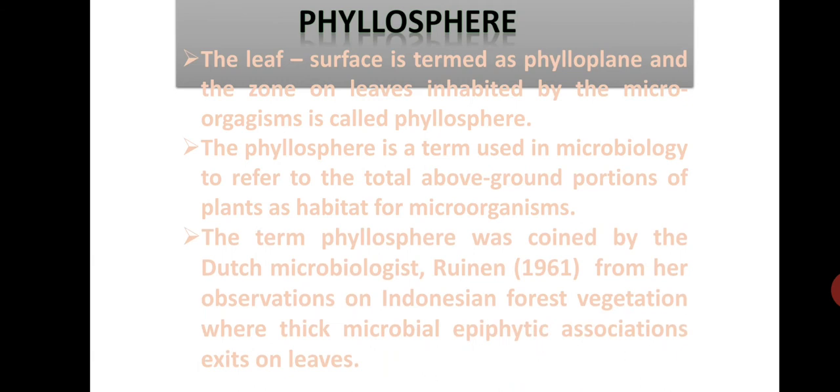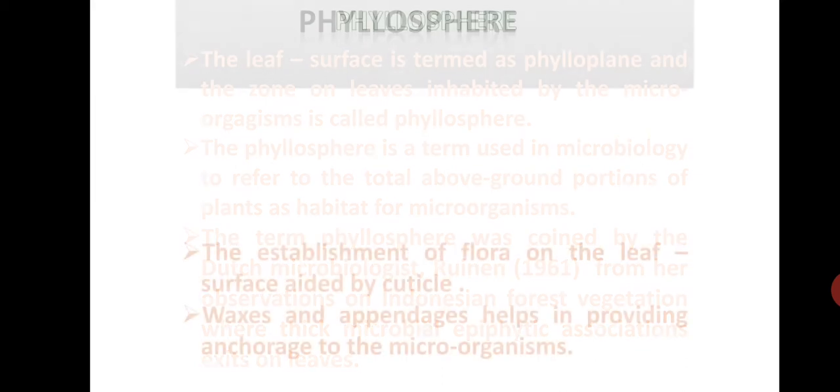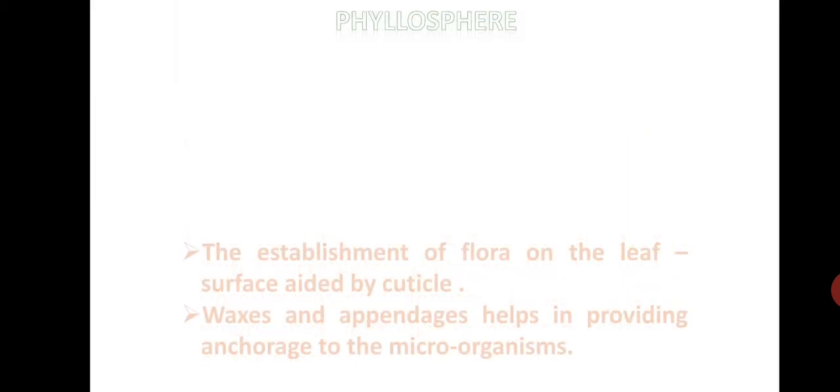And then who discovered this? It was discovered by Ruinen from her observation on forest vegetation, where a very thick microbial epiphytic association exists on leaves. Okay. So, an important point: establishment of flora on the leaf surface is aided by the cuticle, and it also helps in providing anchorage to the microorganisms, because microorganisms need anchoring onto the leaf surface. So who is providing that anchorage to the microbes? It is the waxes and appendages present in the leaf cuticle region.